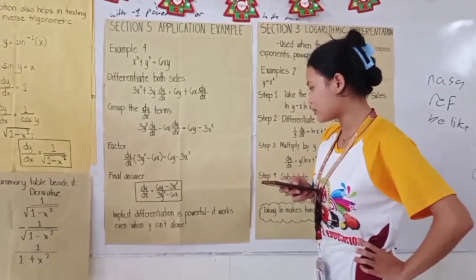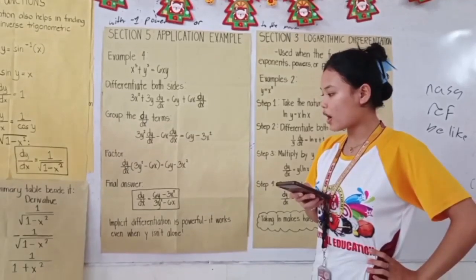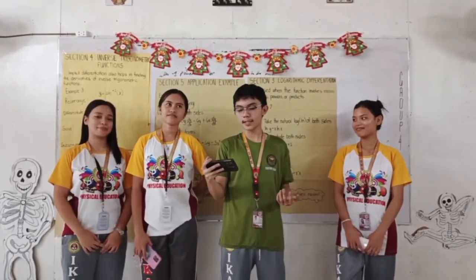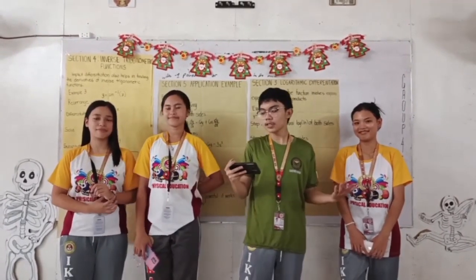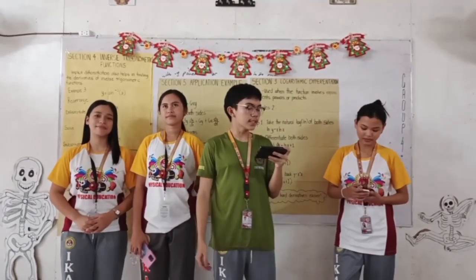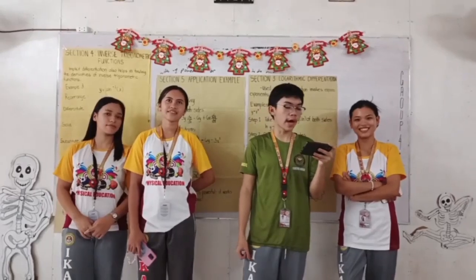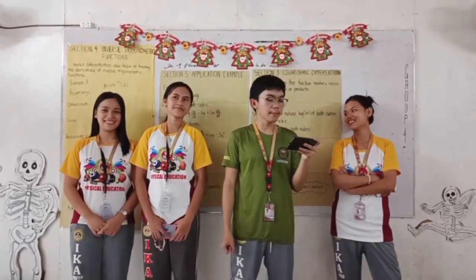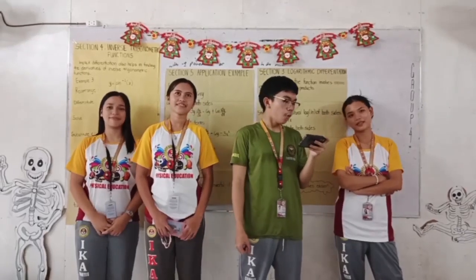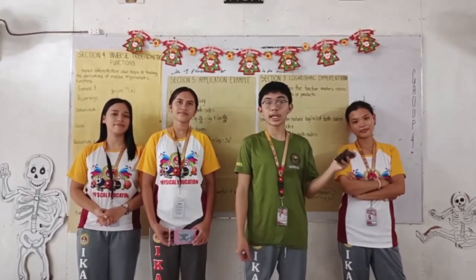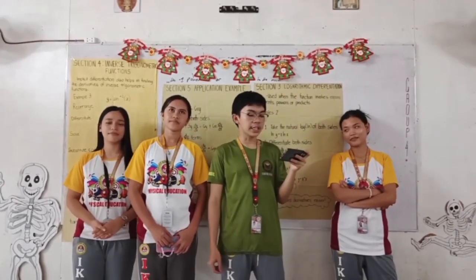Implicit differentiation is powerful. It works even when y isn't alone. And to wrap up everything we discussed, implicit differentiation is used when y isn't isolated. You always multiply by dy over dx when differentiating y. It's useful for equations involving both x and y, or for logarithmic and inverse trigonometric functions. We hope this made the topic easier to understand. Remember, derivatives show how things change, and implicit differentiation just gives us another way to find those changes when equations get tricky.